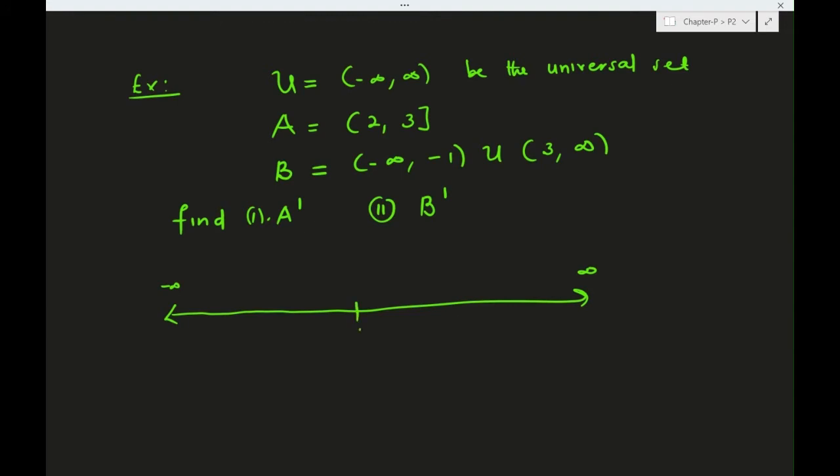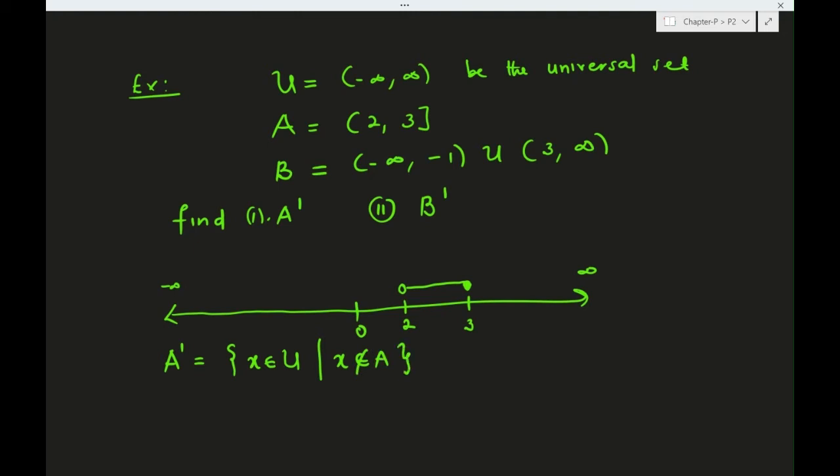So let's start with A. This is 0. A is 2 to 3. So this is 2, and let's say this is 3. 2 is open and 3 is closed. So if we want to find A prime, or A complement, remember we said it is every element that is in the universal set, but not inside A, right?